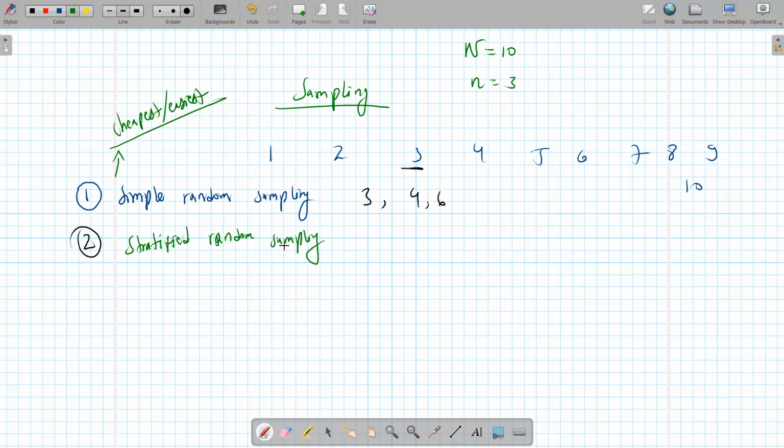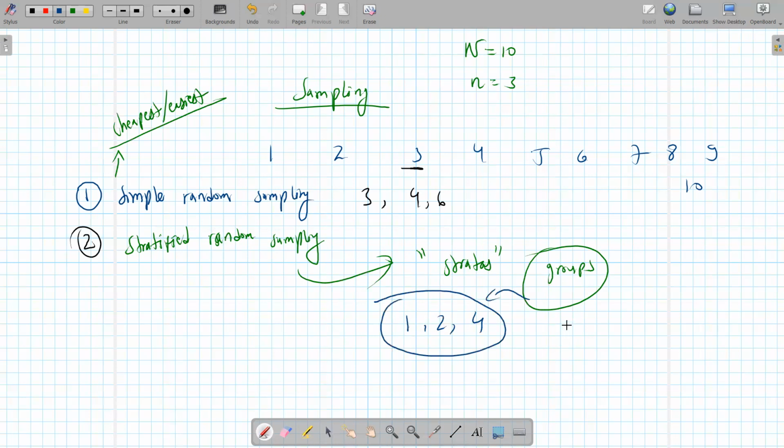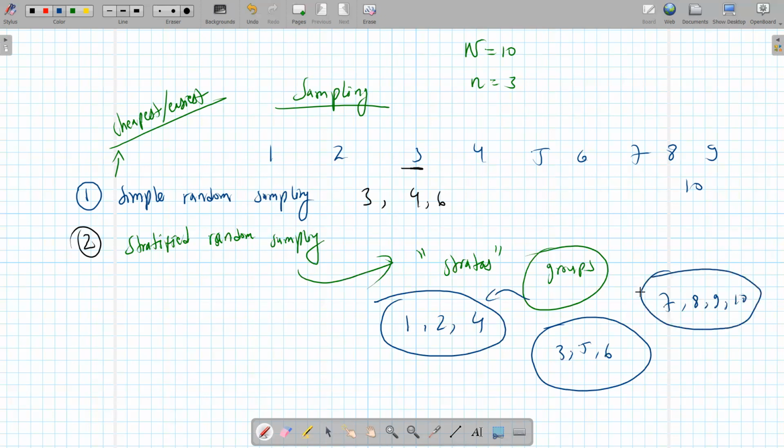So what this one does is it creates something called strata, which is just a funny word for groups. Okay. So let's say we want to put the numbers 1, 2 randomly. Again, this is done randomly. Groups are made randomly. You put these 3 numbers in one group. And let's say you pick 3, 5, 6 in another group. And let's say you pick 7, 8, 9, 10 in another group.